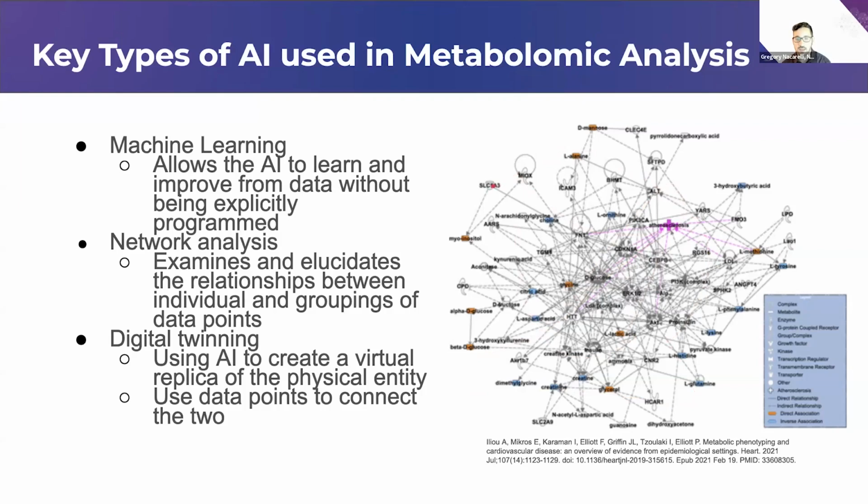The solid line is a direct relationship. The dotted line is an indirect relationship. And then we can see whether it's a direct association or an inverse association. This gets all over the place, right? This is where we need artificial intelligence to do these calculations and extrapolations.